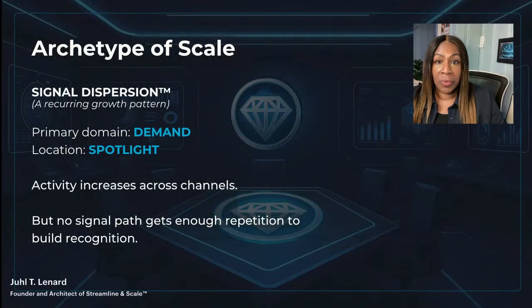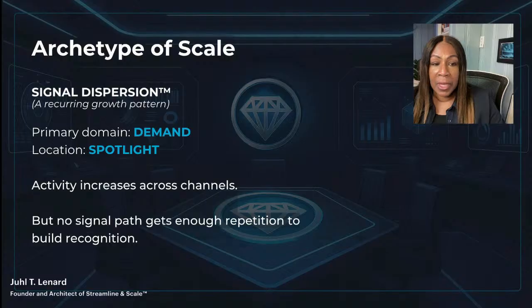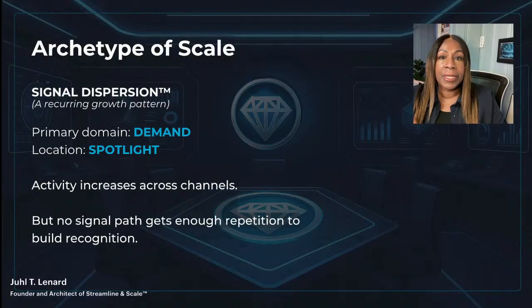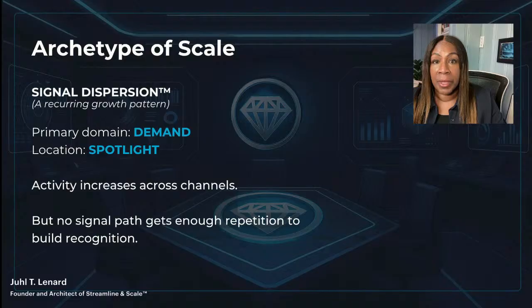Today, we're deep diving on signal dispersion. This is a demand domain distortion, and the work for that happens in the Spotlight quadrant. In this case, activity is happening across multiple channels, but the signal doesn't get enough repetition to actually compound. So it's like you're restarting every time. You're not building the recognition that you'd like to build.